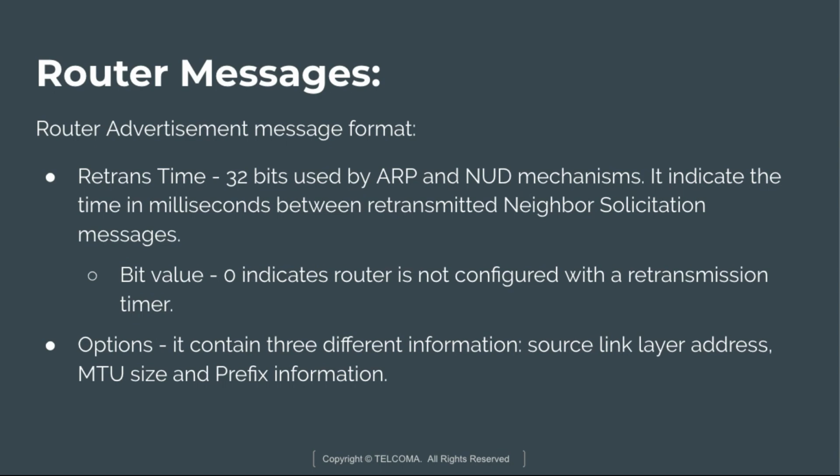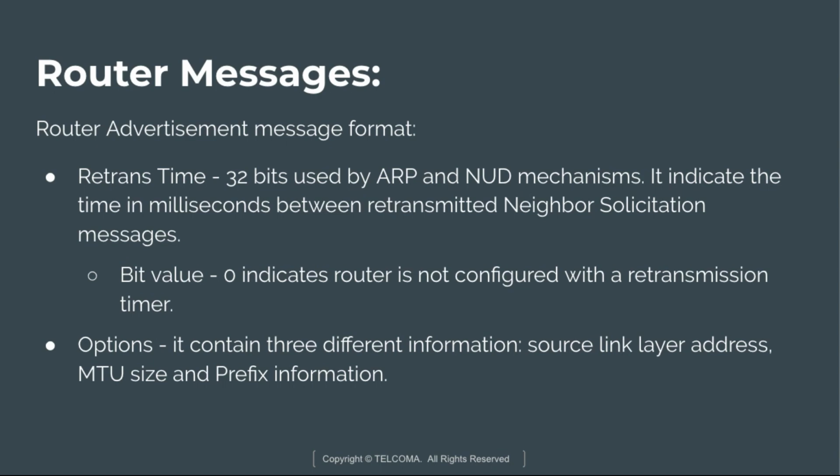Last one is the retransmission time. Here the retransmission time field is 32 bits long and it is used by the ARP NUD mechanism. So it indicates the time in milliseconds between retransmitted neighbor solicitation messages. Here if the field is equal to 0, that will indicate the router is not configured with a retransmission timer.